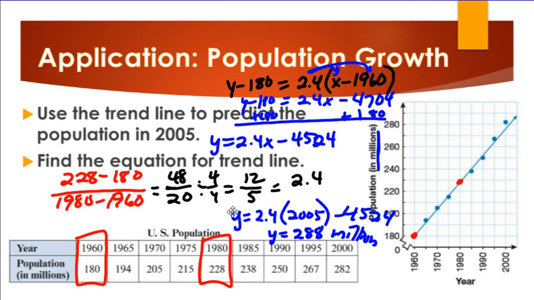So that is our lesson today on making and analyzing scatter plots.